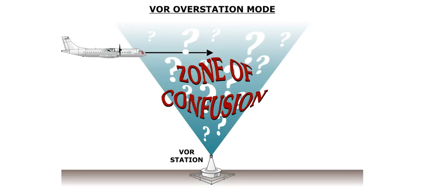When the aircraft approaches the VOR station, it will enter the zone of confusion where VOR station signals are unreliable. In this case, the AFCS will enter the overstation mode. In this mode, the AFCS will provide steering commands based on heading only. After station passage, the AFCS will recapture the selected VOR course.